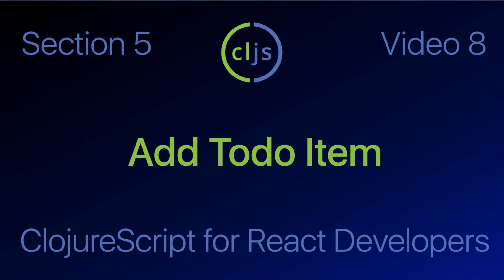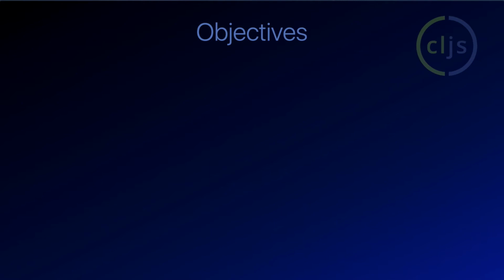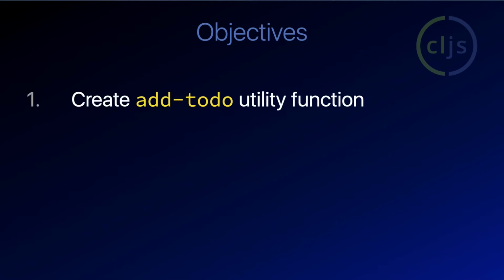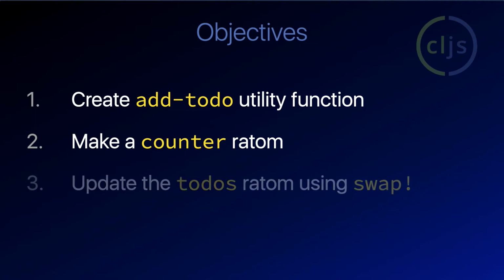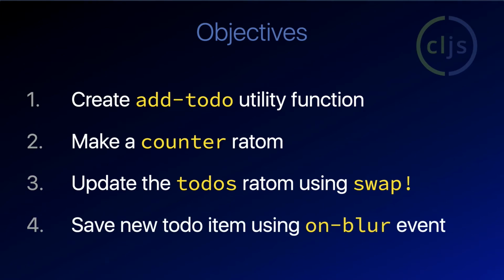Add to-do item. Our objectives are: create an add to-do function, which will update our to-do state with a new to-do item. We will see that in order to add a to-do item, we will need to provide a new unique ID, so we will create a counter as a piece of state using a ratom. We will make use of the swap! function, which has the side effect of swapping out the old to-dos map with the updated map in the ratom. Finally, we will save the new to-do item when the user blurs the text input field, that is, when it loses focus. The text field loses focus, for example, when the user clicks elsewhere in the app.